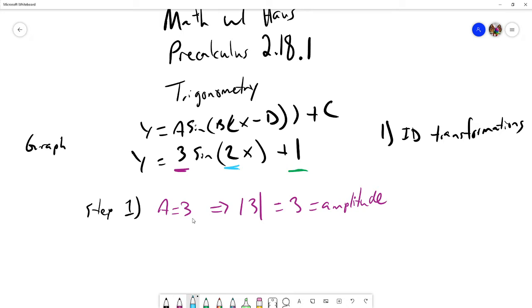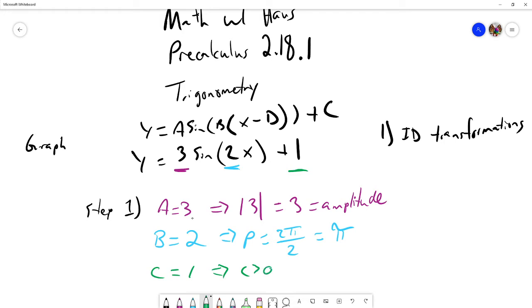When I consider this quantity here, this is our b, and I just noticed that this parenthesis looked terrible, so let's fix that. That looks better. So b is equal to 2, and this tells us that the period is equal to 2 pi divided by 2, which is equal to pi. The last thing to note is that c is equal to 1, and since c is positive, this is a shift up 1 unit. So that is step 1.